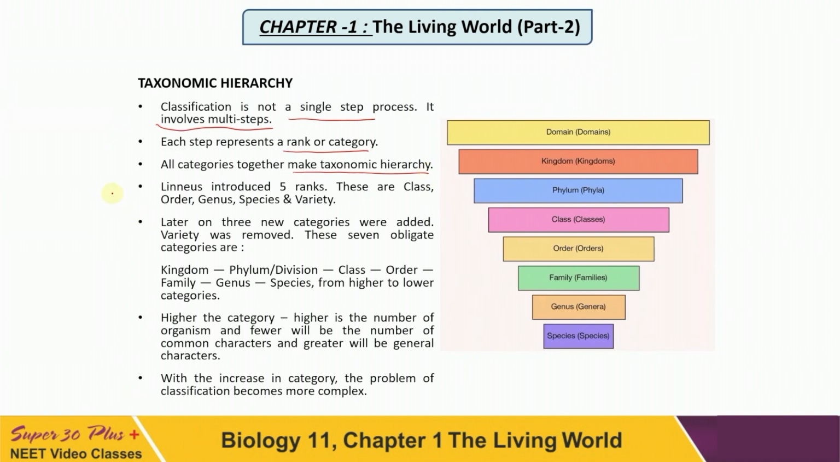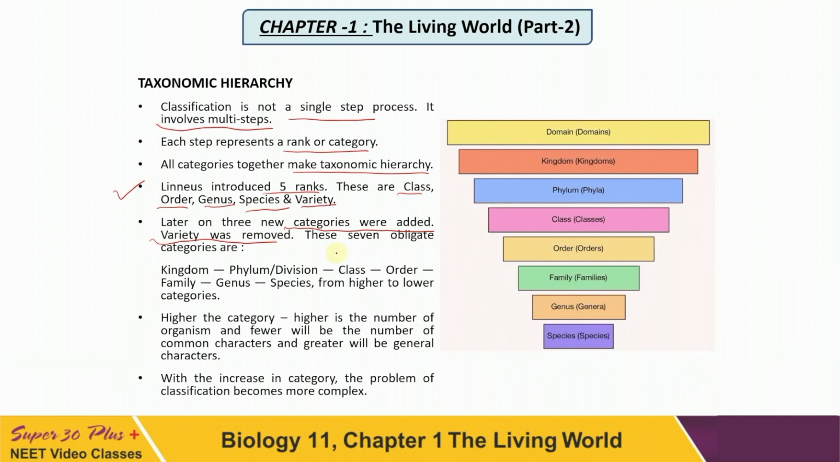In the beginning, Linnaeus gave only 5 ranks, and these were, in ascending order, variety, species, genus, order, and class. After that, it was felt that these are not satisfactory and sufficient. Therefore, new categories have been added and the variety has been removed.